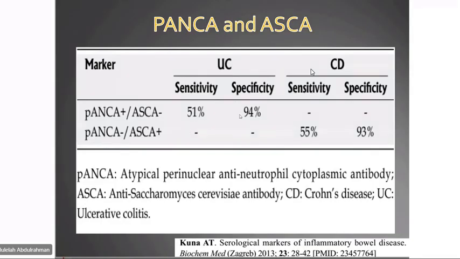If you look at sensitivity and specificity, it has a high specificity. That means if you have positive P-ANCA and negative ASCA, it has high specificity for UC, and the opposite for Crohn's disease. So positive ASCA and negative P-ANCA, more of Crohn's. You might have in some patients both negative or both positive, so the sensitivity and specificity will not be accurate.